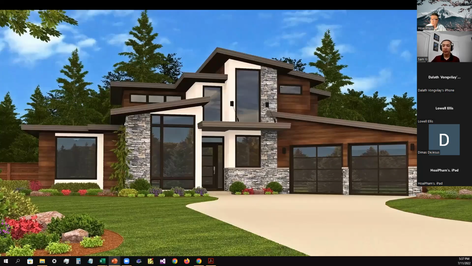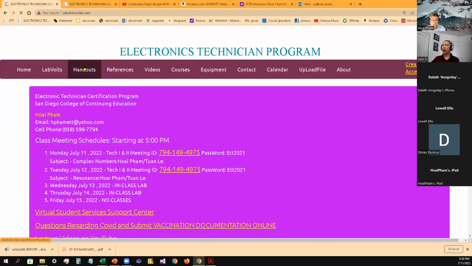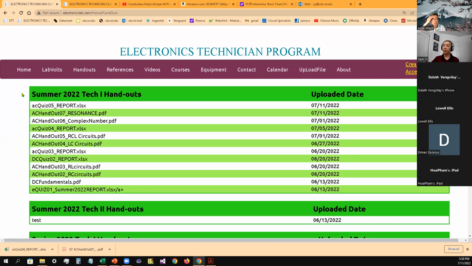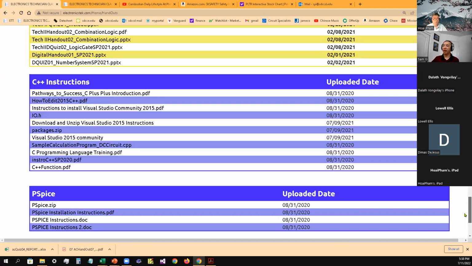Okay, so installing the PSpice. You want to go onto our website. The next thing you want to do is click on handouts, and then scroll down to the very bottom of the page.